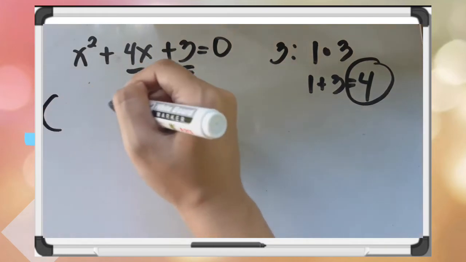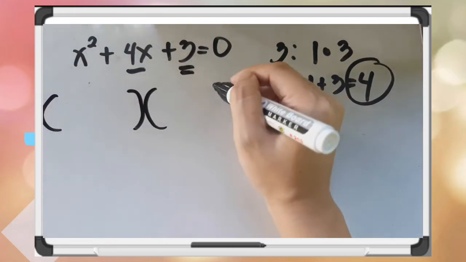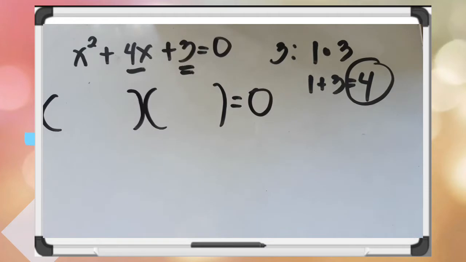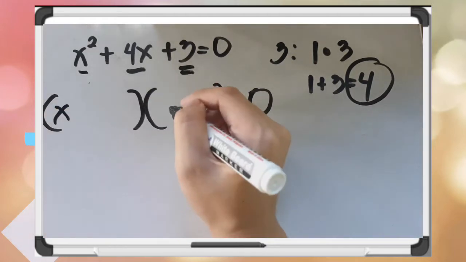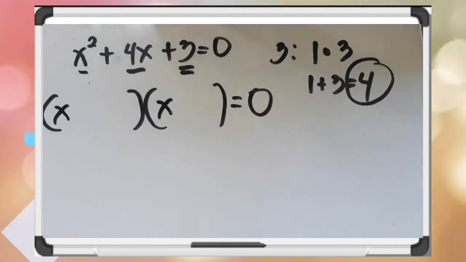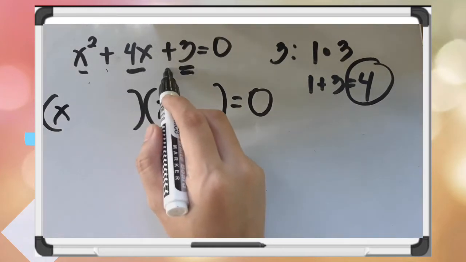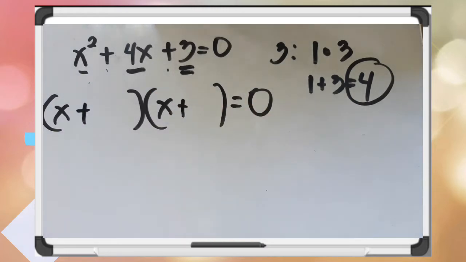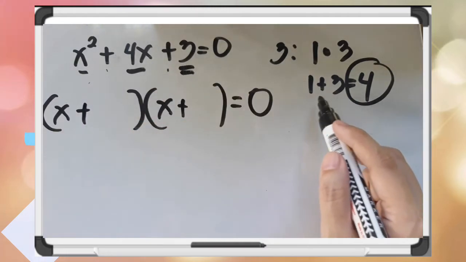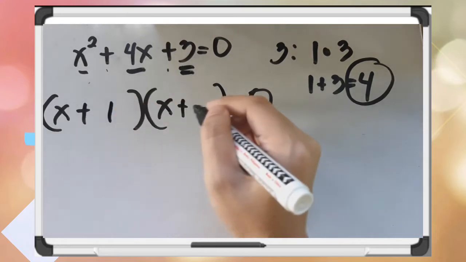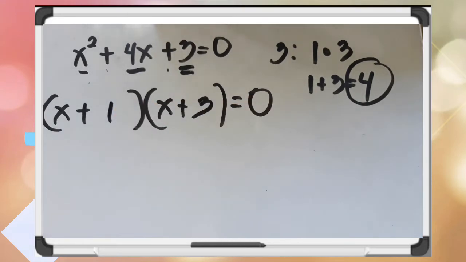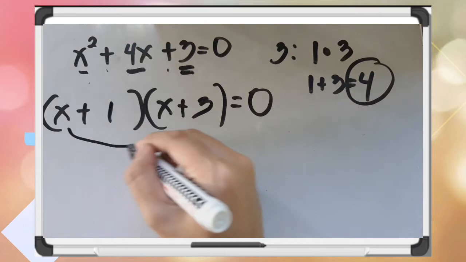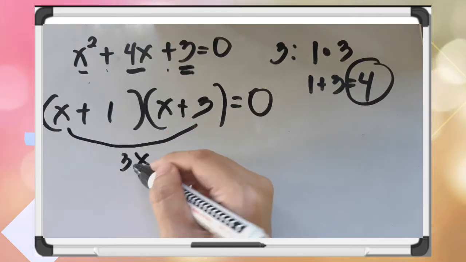Then now, we will rewrite the factors of the trinomial. For x squared, we have x times x. Since the middle and the last terms are both positive, the factors are also positive. Then write the factors of 3, which is 1 and 3. Let us check by multiplying the outer and inner terms.